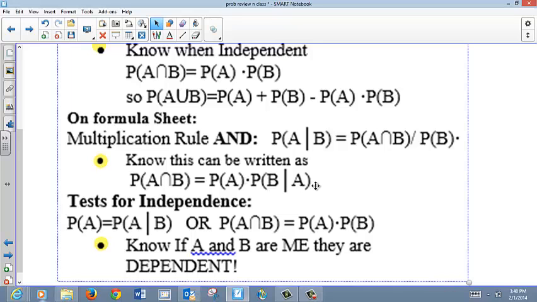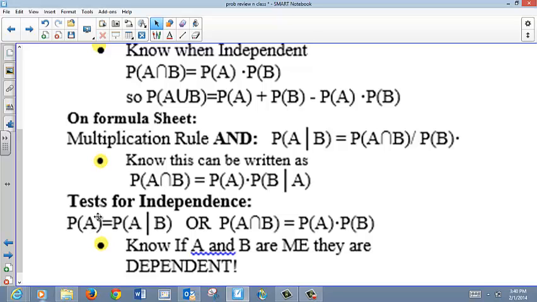A times B given A, so that's your general multiplication rule. But if it's independent, remember, for independent, the probability of A is the probability of A given B. And so that can be a test for your independence, and that's why that multiplication rule just becomes A times B. If two things are independent, you can just multiply the two, because it doesn't matter if A has already happened.